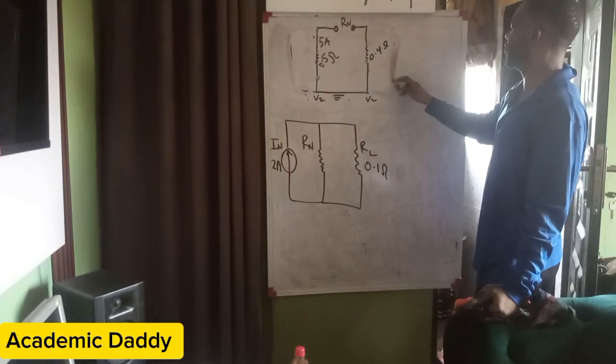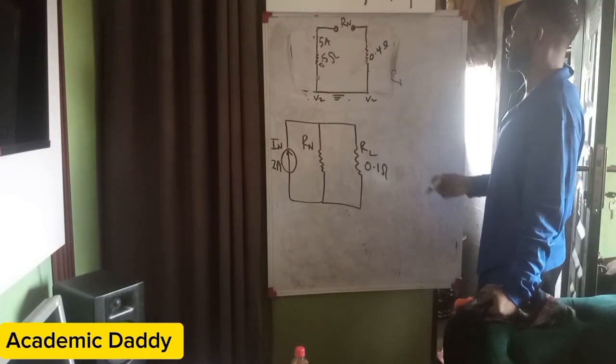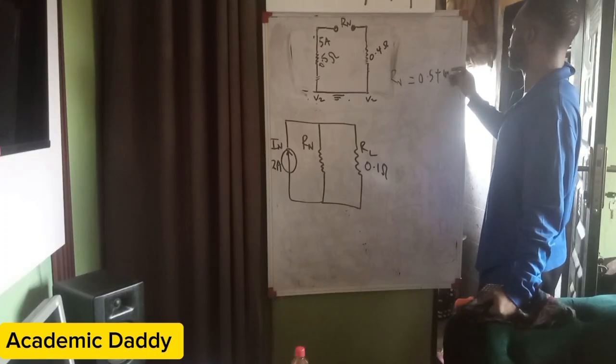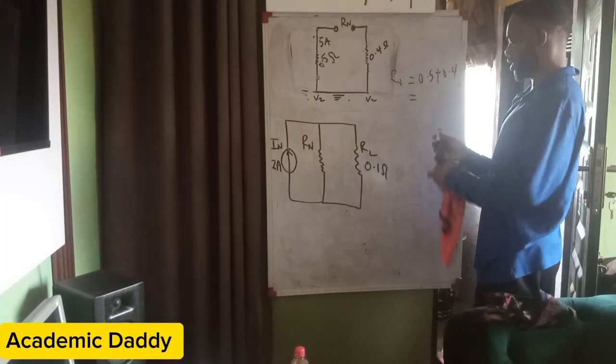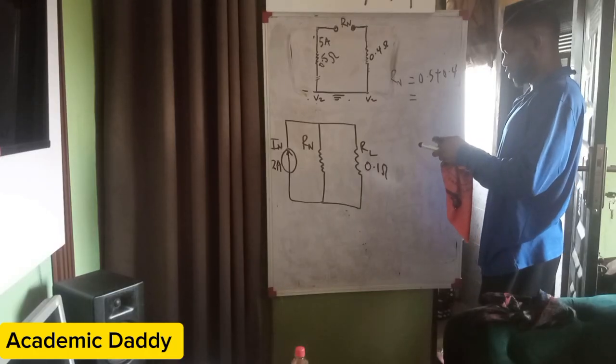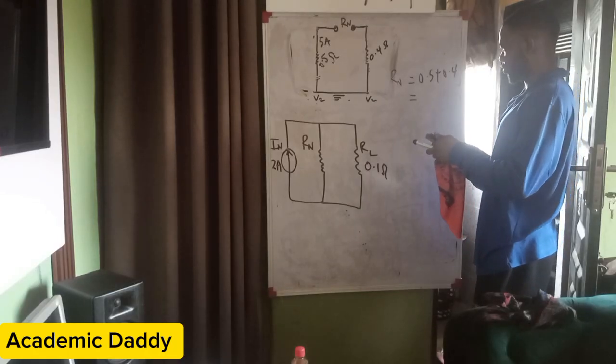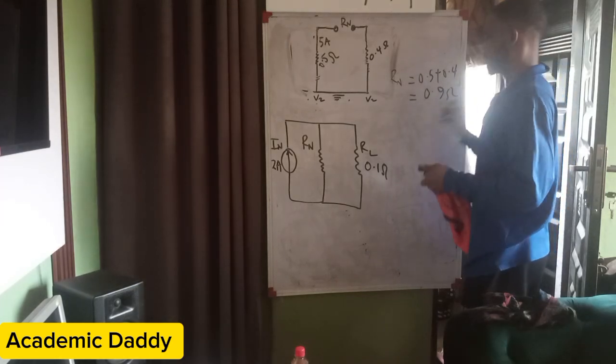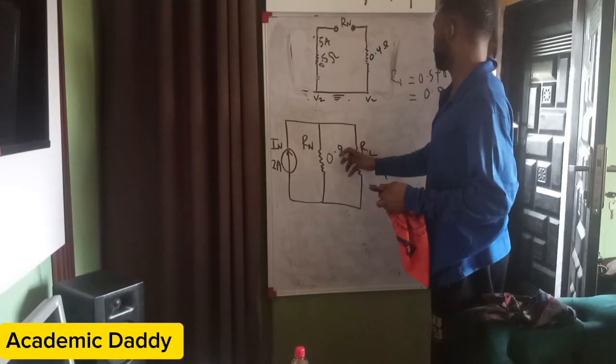So the R equivalent, that is the Rn, is simply going to be the same thing as saying 0.5 plus 0.4, and that should be 0.9, right? So 0.5 plus 0.4, so 0.9 ohms. So this is your 0.9 ohms.